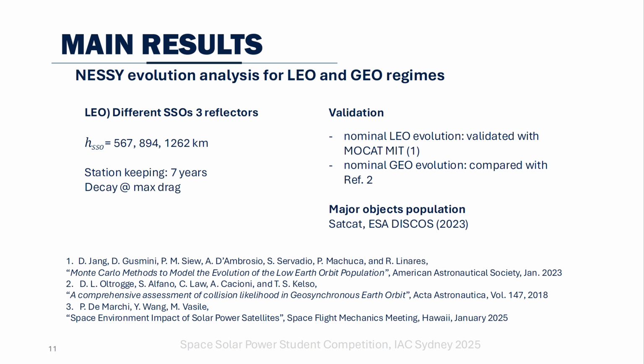So here are some main results of this pipeline. What we consider is the case of three LEO reflectors at different altitudes, so 500, 800, and 1000 kilometers. They can perform station keeping for 7 years and then they decay at maximum drag. As we can see here, the model has already been validated for both LEO and GEO, and the object population comes from SatCat and ISATISCOS.